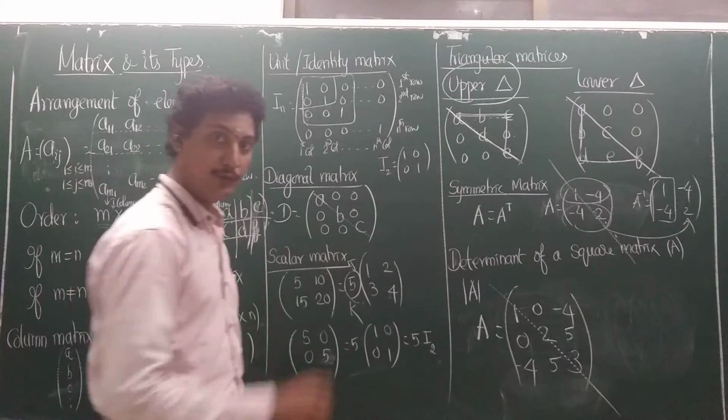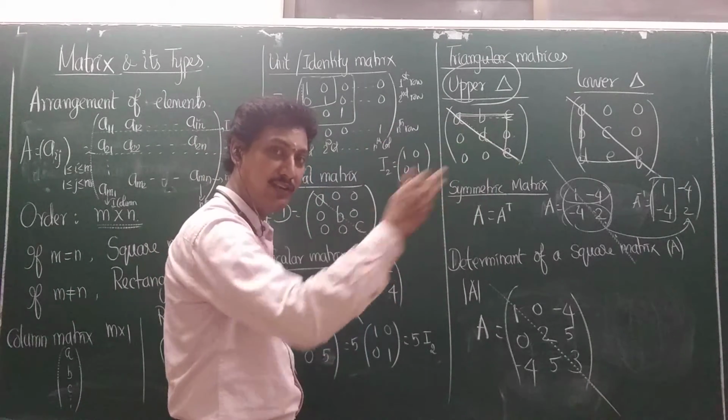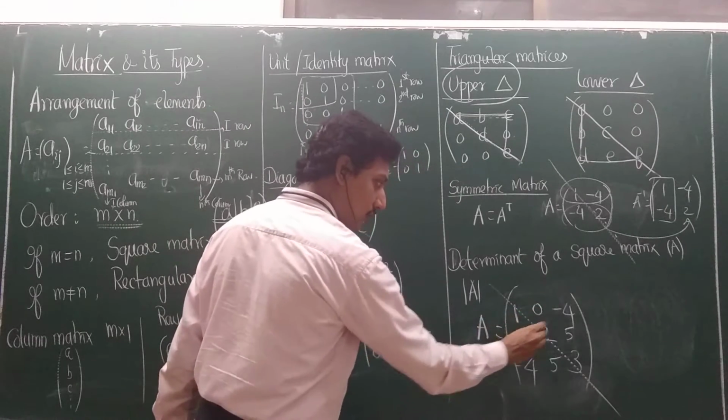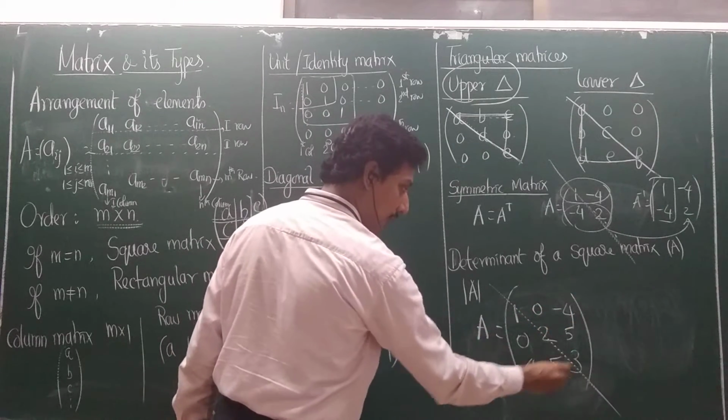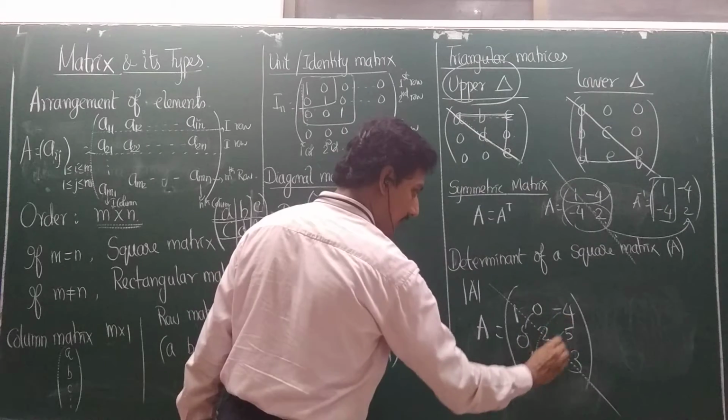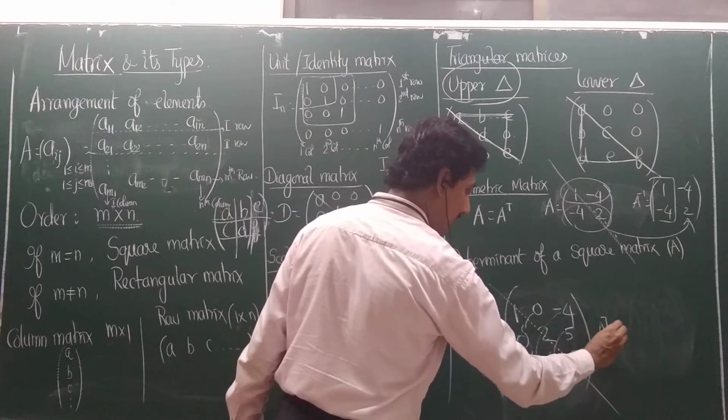It's clear? Now see the reflection. See the mirror reflection. Here 0, here 0, minus 4, 5, 5. So the same thing, isn't it? So same thing. Now can you write the A transpose? You get the same answer.